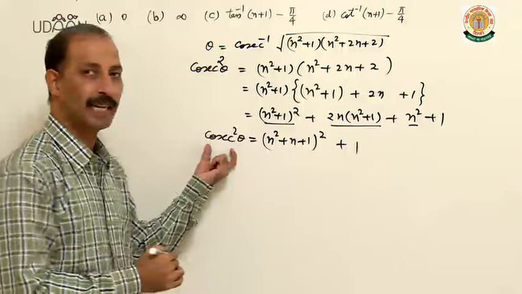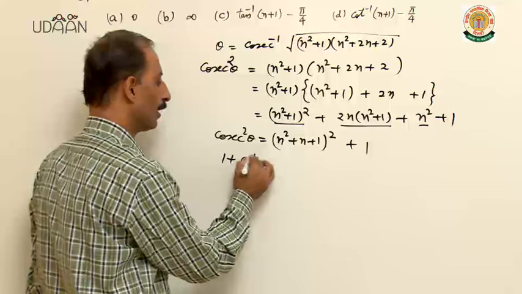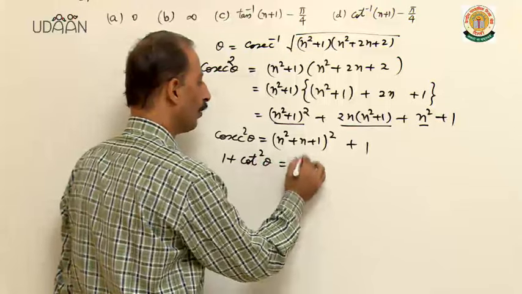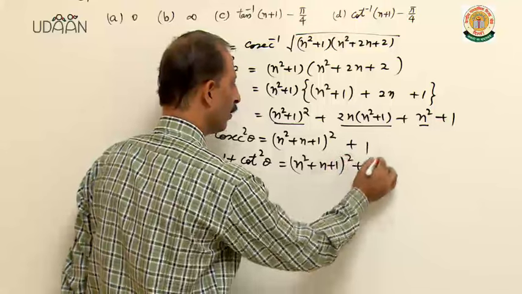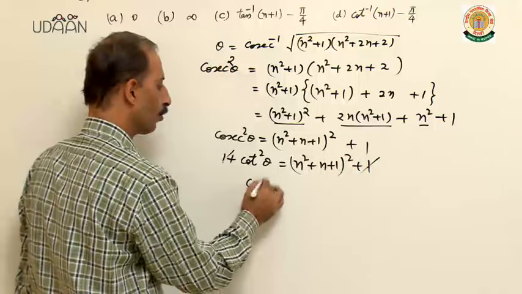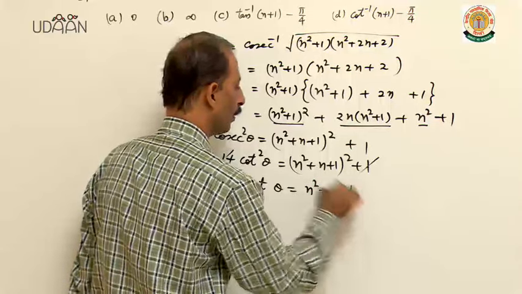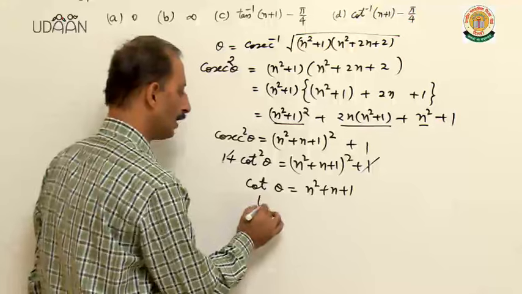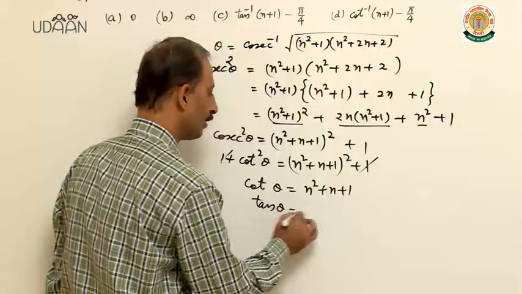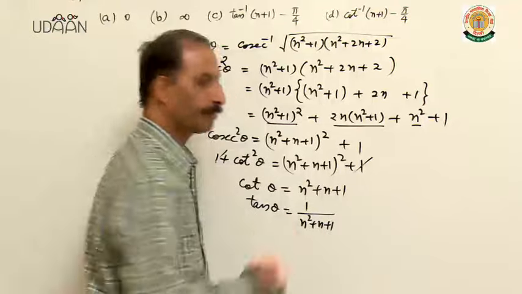And you know that children, identity: cosec square theta is 1 plus cot square theta. So what is the value of cot square theta? Here 1 will be cancelled. So cot theta you will get n square plus n plus 1. Now with the help of cot theta, you can find the value of tan theta. So tan theta is 1 upon n square plus n plus 1.